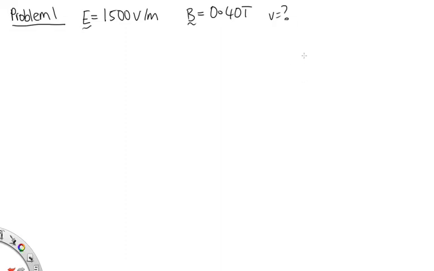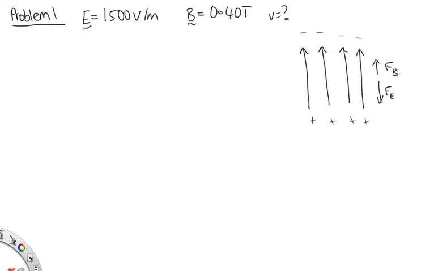So let's assume that our electric field is aligned in this manner. Electric field lines are drawn going from positive to negative. So if we put an electron into this electric field, it's going to feel a force downwards. That will be the direction of the electric force. So to balance this out, we need to have a magnetic force going upwards.